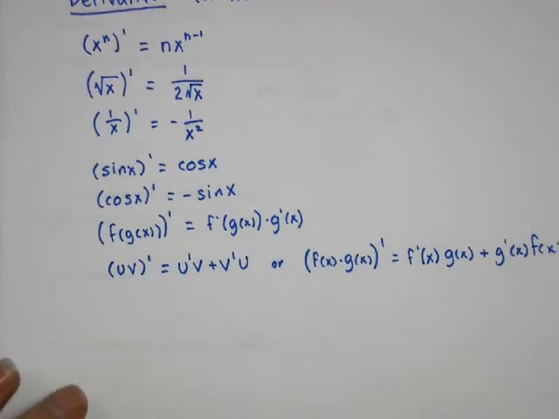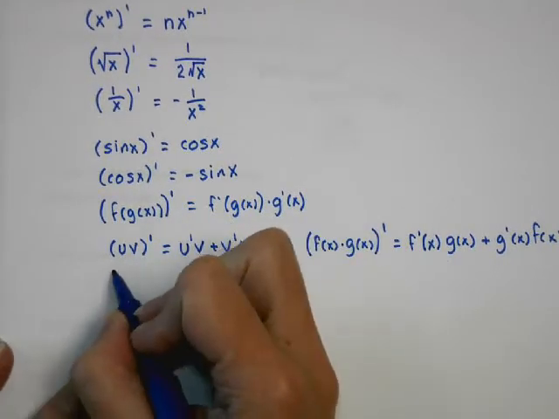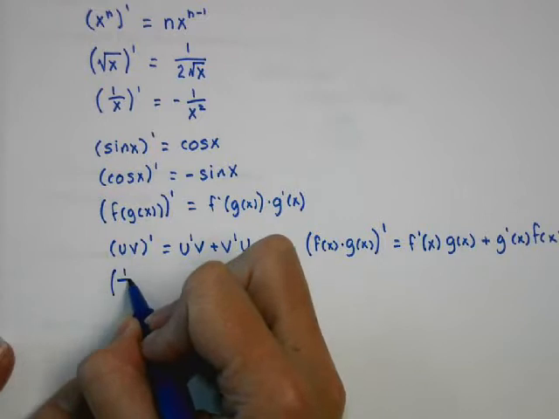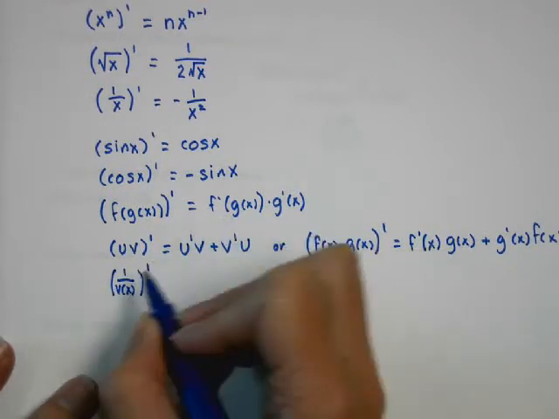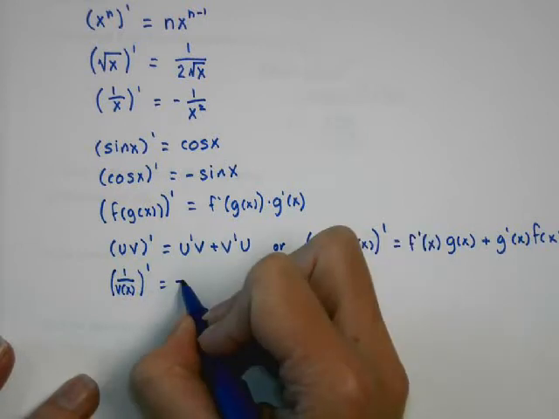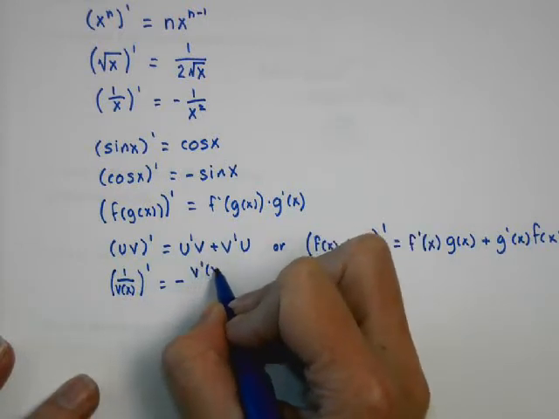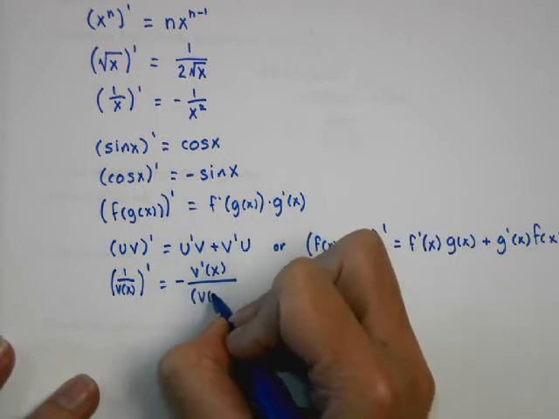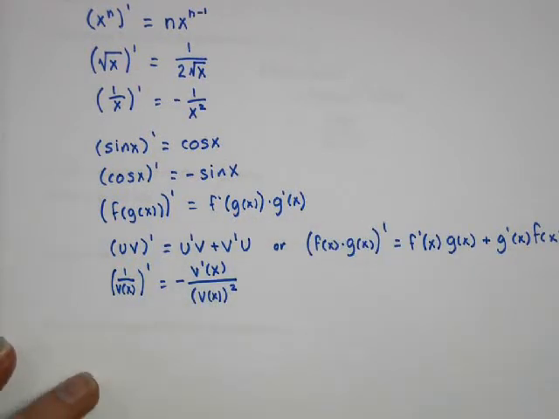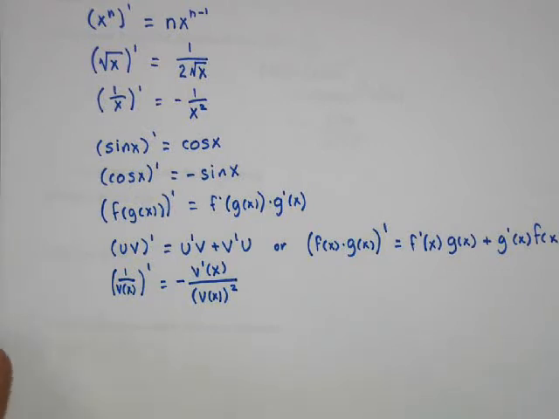So on my list of derivatives, we can now add this, and you can use whatever letter, v, whatever. So it's negative v prime x over v of x squared. But you can always derive this one by just creating it as a negative 1 power.